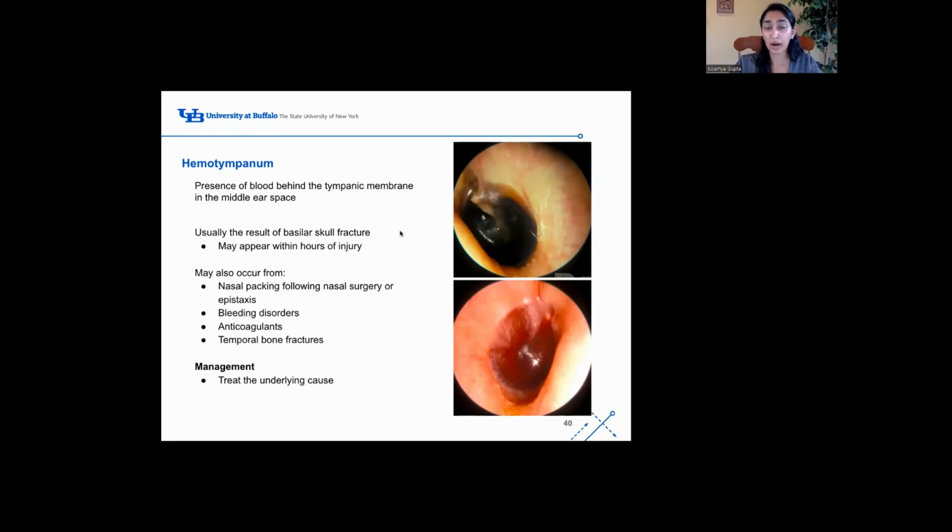It may appear within hours of injury, so it's a pretty good way to determine if someone has had a basilar skull fracture when they show up to the ED with their ears looking like that. It may also occur from nasal packing after nasal surgery or epistaxis. It can go through into the middle ear cavity that way. Also from bleeding disorders or using anticoagulants, and also temporal bone fractures.